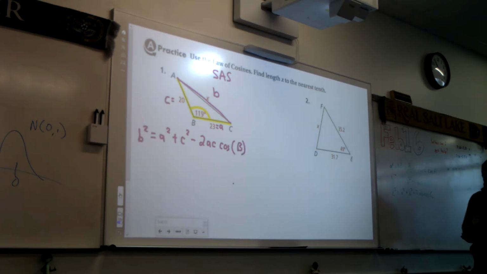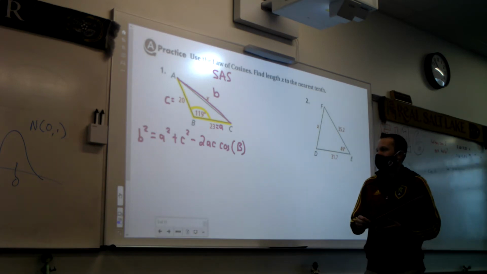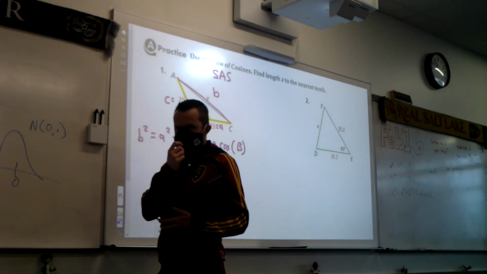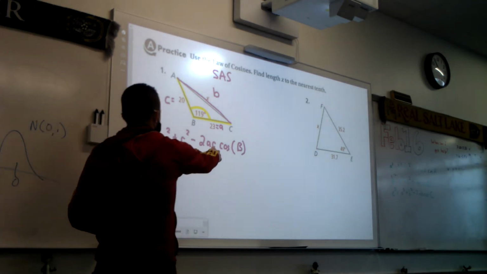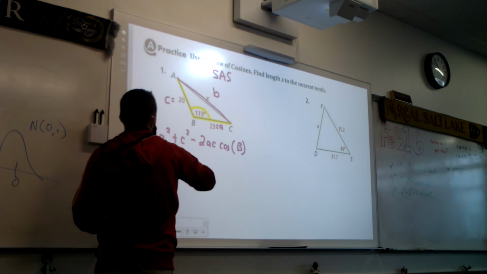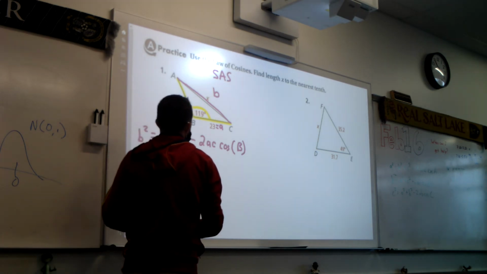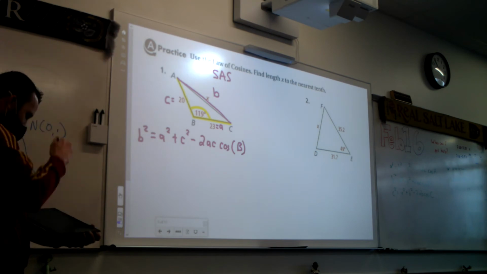All right, so we're going to copy down this second formula because it's already solved for B, and that's what we're trying to solve for here. Okay, now I'm going to rewrite this, but instead of A, I'm going to put 23. Instead of C, you're going to put 20, and then for B, we have 119. There we go. So let's take a second and write this in. We're going nice and slow here.